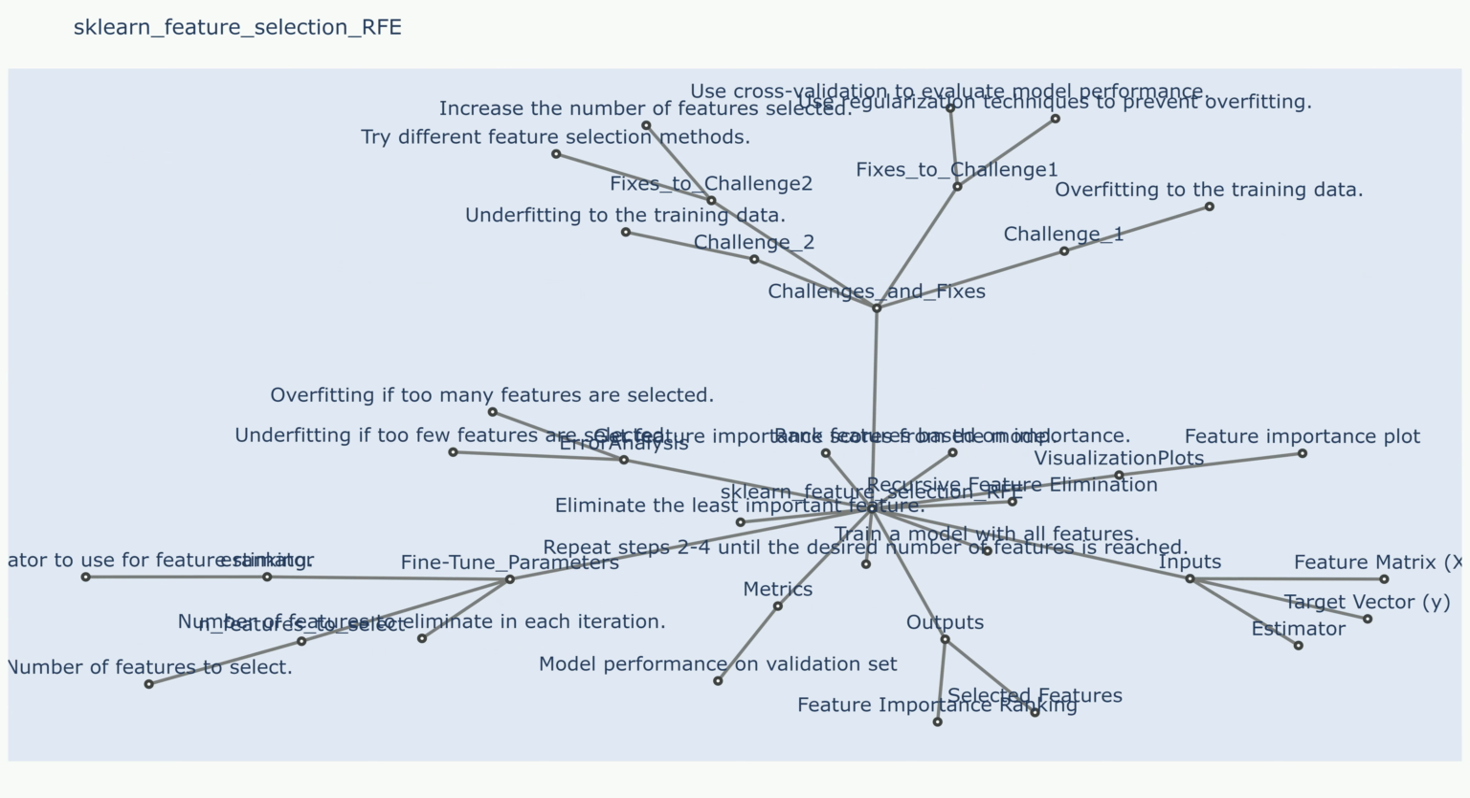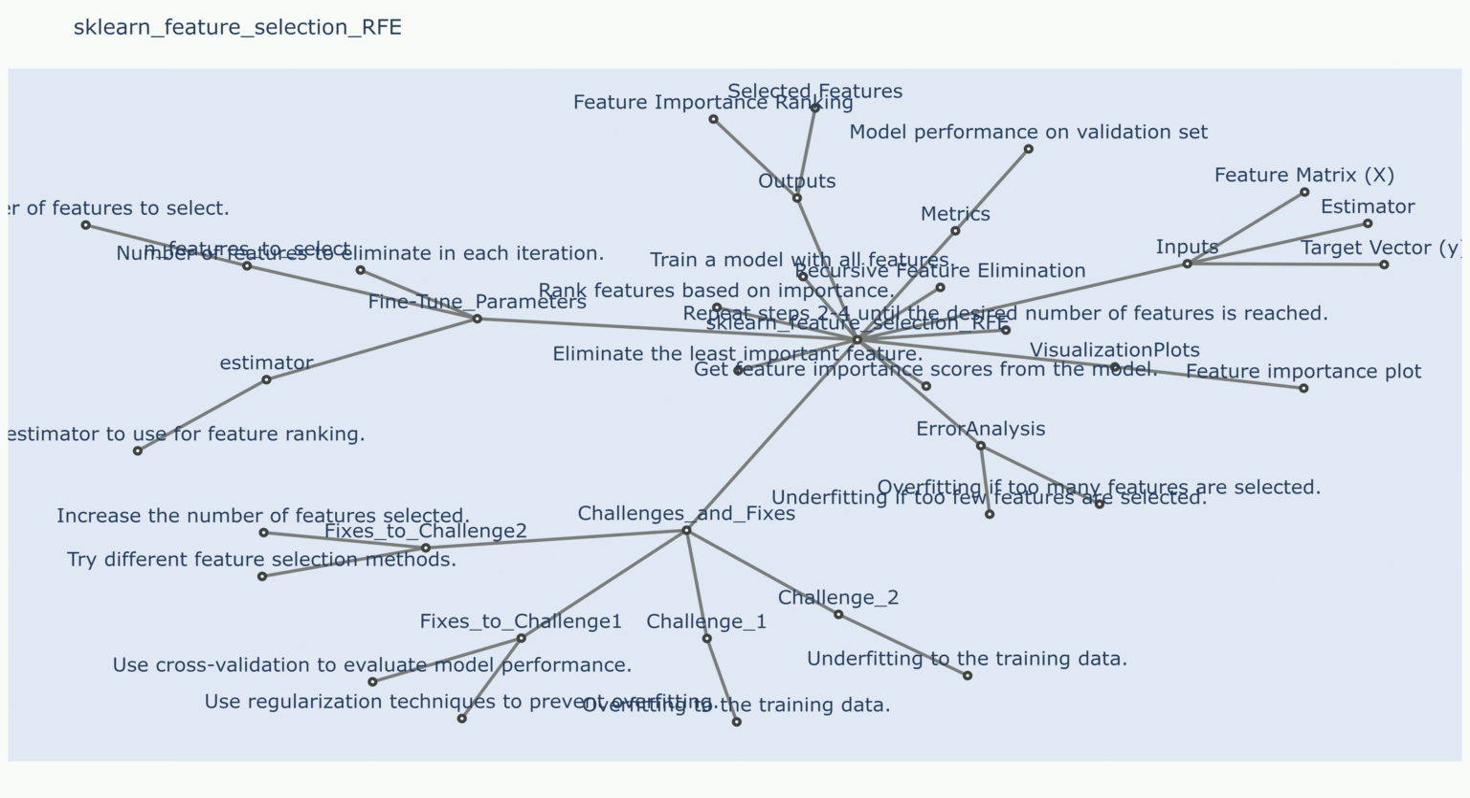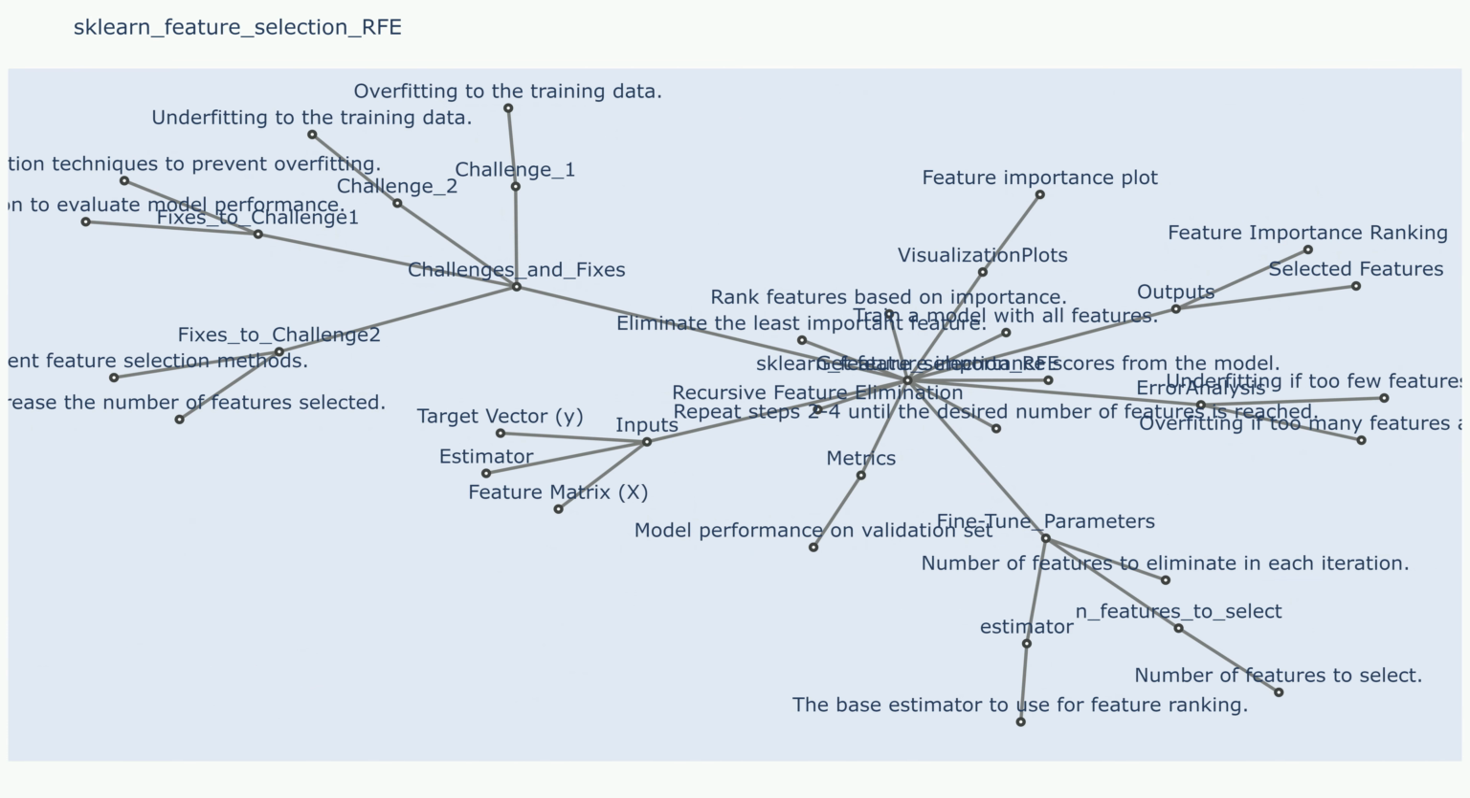Estimator: an estimator object, e.g., a classifier or regressor that will be used to fit the model during the feature elimination process. N features to select: the number of features to select. Outputs. Ranking: an array of integer values representing the ranking of features, where 1 indicates the most important feature. Support: an array of Boolean values indicating which features were selected.